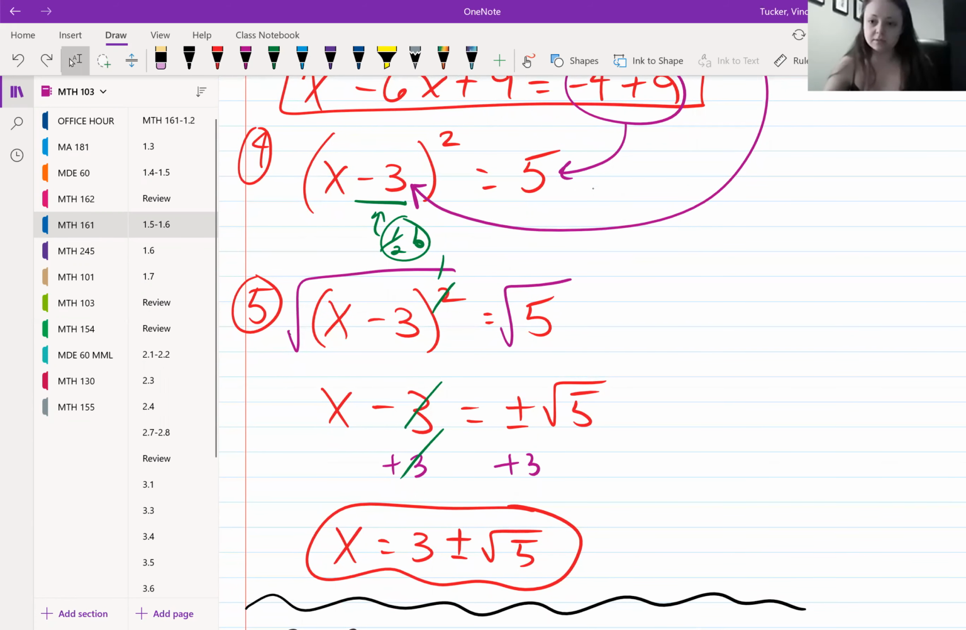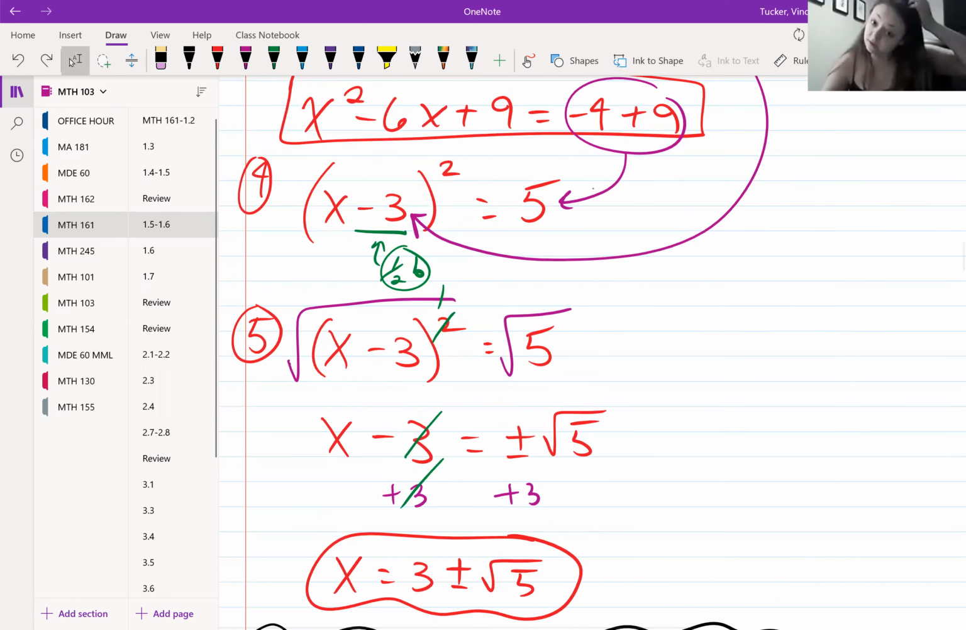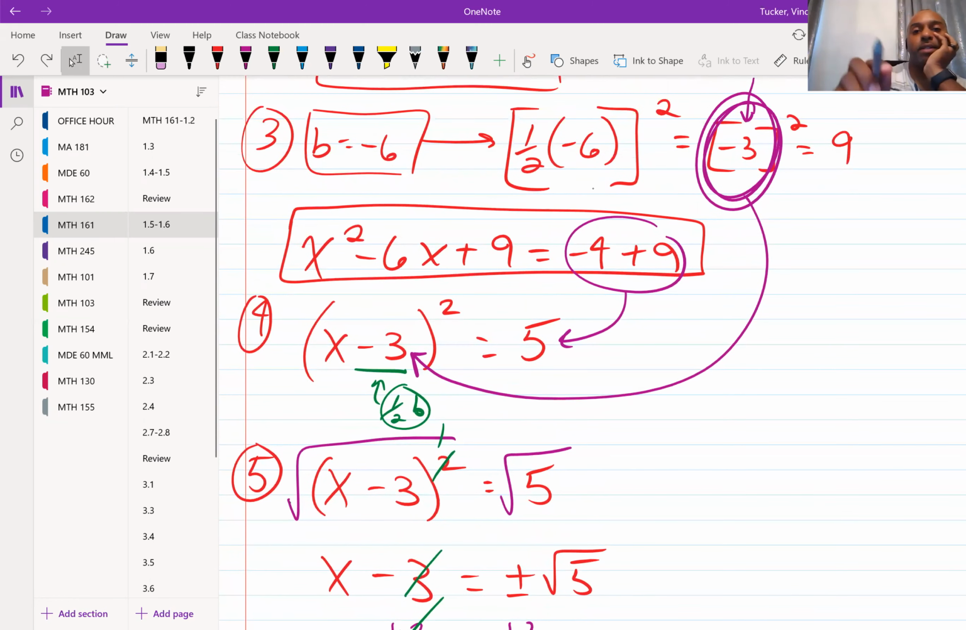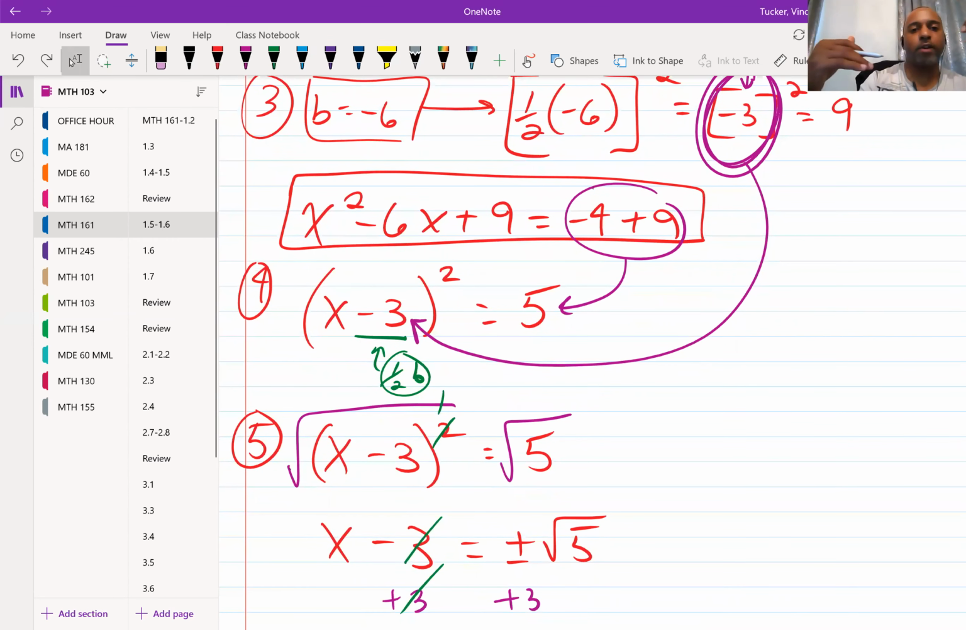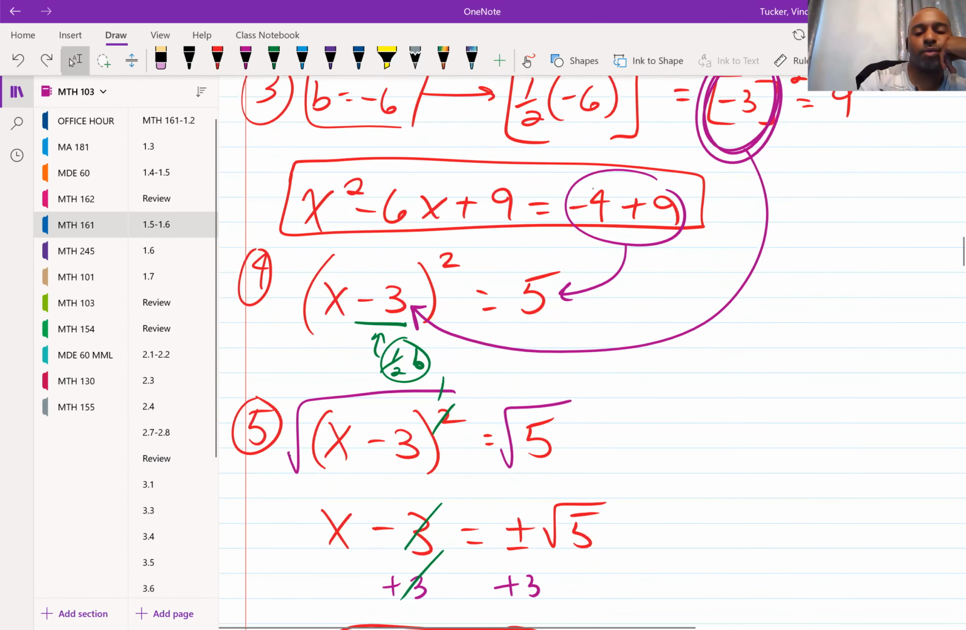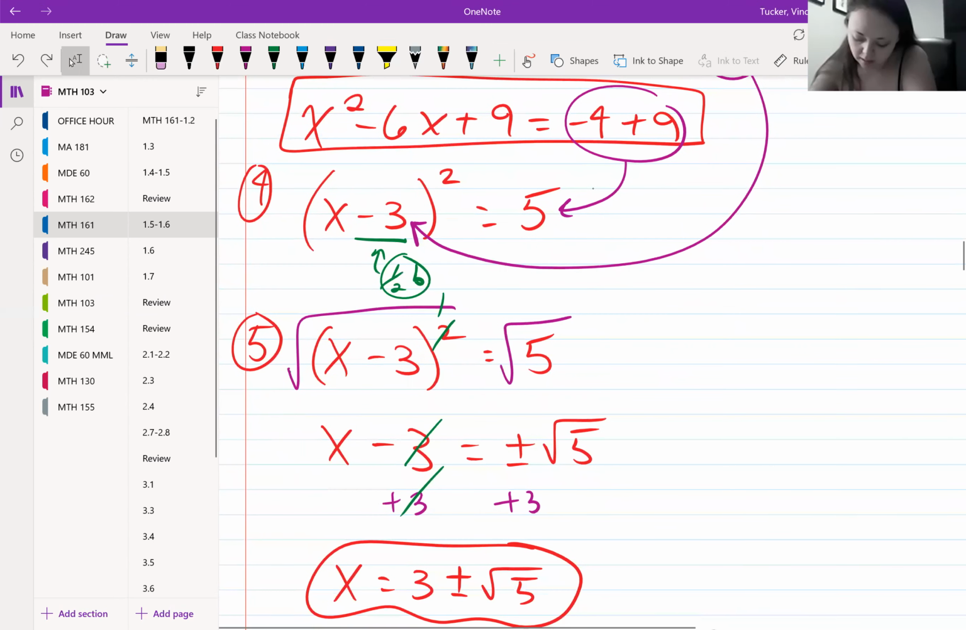So 3 is to factor and 4 is to factor? No, 3 was take half of your b term and square it, and add that result to both sides. And 4 was us factoring the result from 3. Factor.